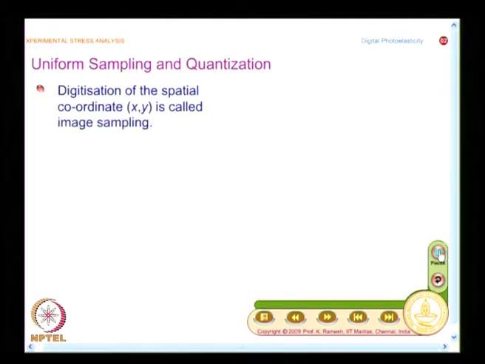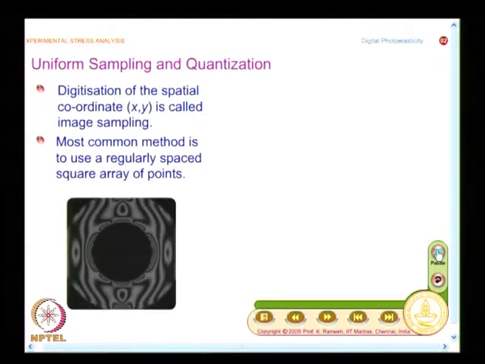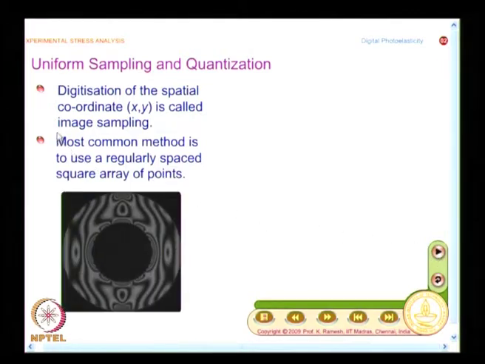So, what I see here is what is called uniform sampling and quantization. So, we do a digitization of the spatial coordinate. When I do the digitization, I call that image sampling. After image sampling, I do a quantization. And what you have here is the most common method for digitization, a regularly spaced square array of points.